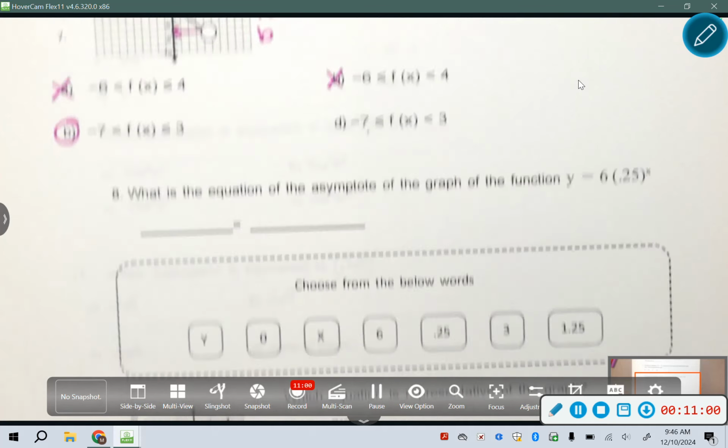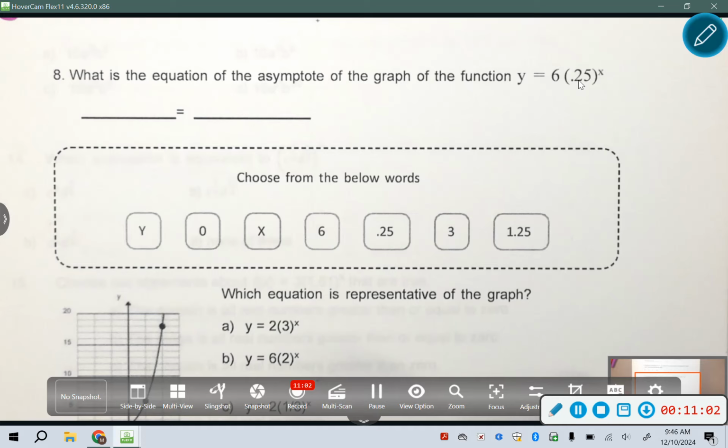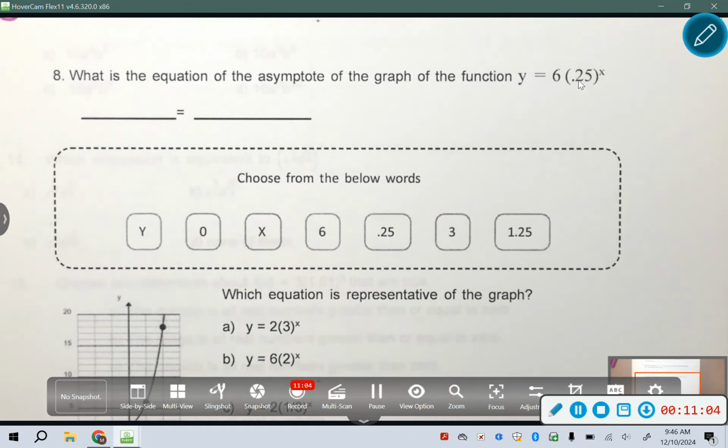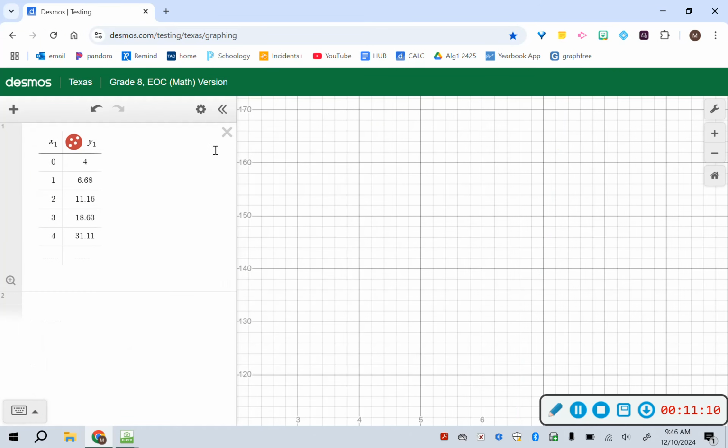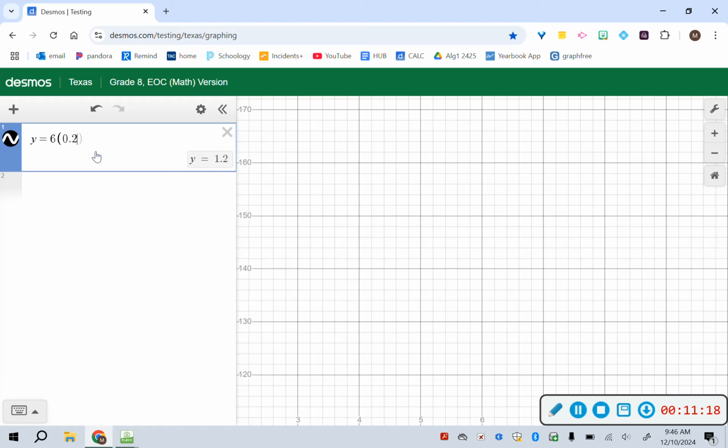Okay, let's look at number 8. It says, what is the equation of the asymptote of the graph of the function y equals 6 times 0.25 to the x power? So we're going to type it in. Y equals 6 parentheses 0.25 to the x power. And we're going to hit the home. It's going to zoom in.